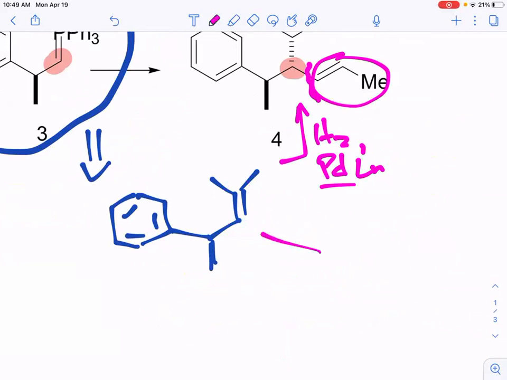I want to convert that into, let's put an iodide on this carbon. Right, think back to organic 1. What can you do to put an iodine on that carbon? Right, under normal circumstances, you could add HI or HBr. What's the problem with that method though?